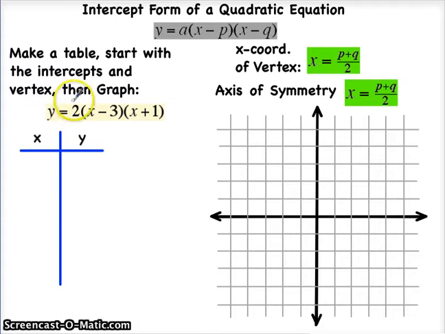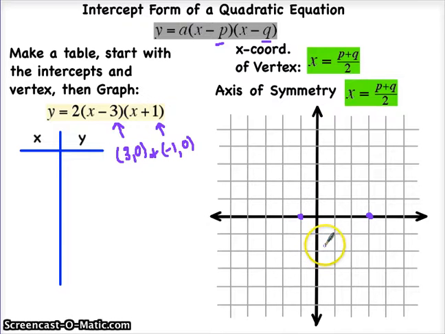Notice on the left we've got y equals 2 times x minus 3 times x plus 1. Again, taking into account that x minus p and x minus q, p and q are going to be your x-intercepts. That means that we have x-intercepts at 3 and, make that negative 1. Notice that it's x plus 1, and the quantity is normally x minus q. So that would be a negative 1, 0. So we can plot those points right away. 3, 0, negative 1, 0.